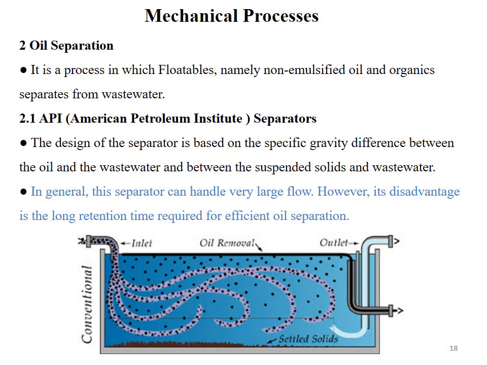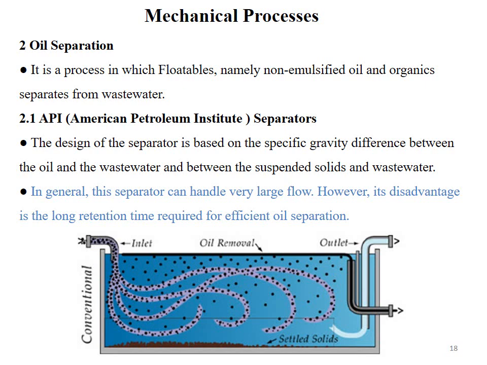Another mechanical process that is involved in the treatment of wastewater is oil separation, which is actually a process in which the floatables, which are mostly named as non-emulsified oil and organics, are separated out from the wastewater. There are two most commonly used separators for the oil separation. The first one is American Petroleum Institute separators. They are also named as API separators.